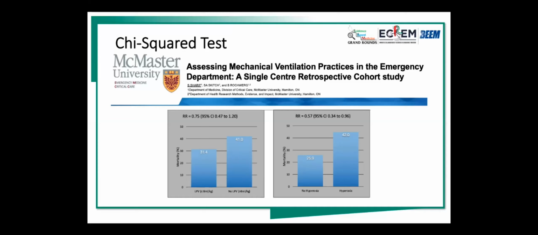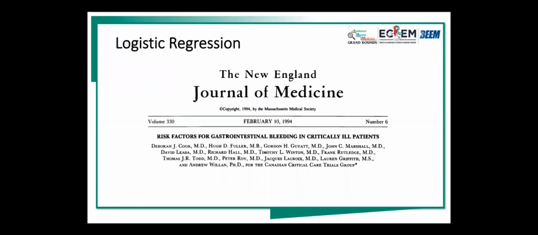So moving on to the next part of dichotomous outcomes, we're going to talk very briefly about logistic regression. There is an entire graduate level course on regression, so I'm by no means an expert, but I'm going to provide you with some examples and give you some context. This is a study done by the Canadian Critical Care Trials Group led by Dr. Deb Cook here at McMaster University, published in the New England Journal of Medicine in 1994, where they wanted to look at risk factors for gastrointestinal bleeding in critically ill patients.